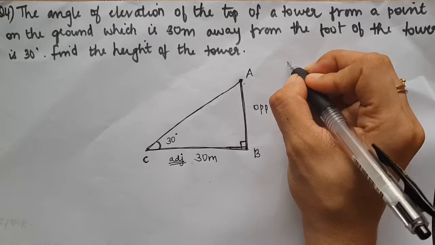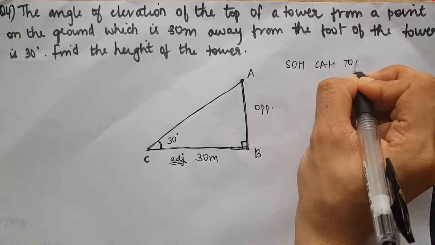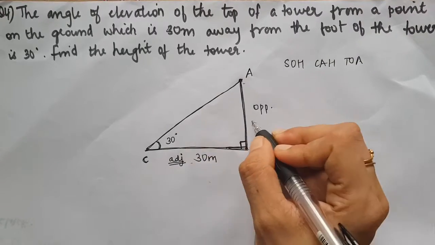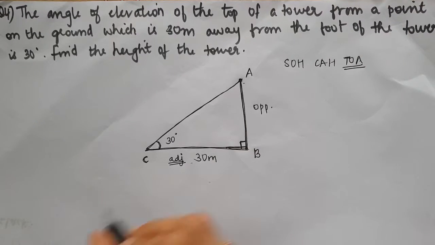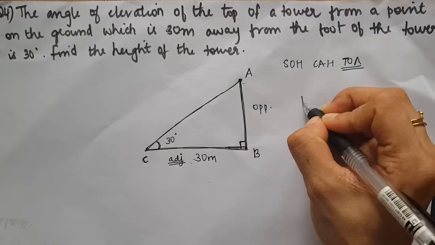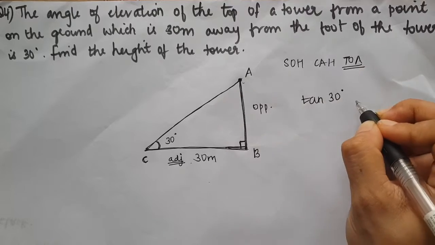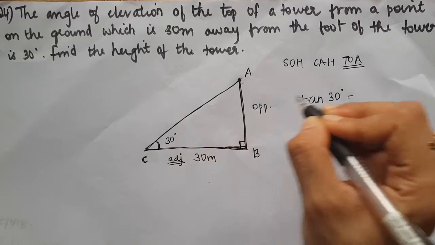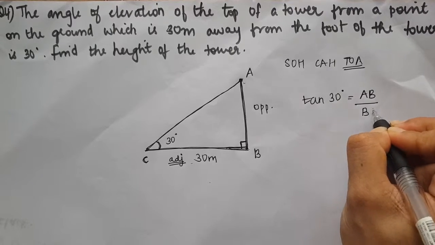So which is the ratio we'll be using? Is it sine, cos, or tan? We have adjacent, we have to find opposite. So we'll be using tan. Tan is opposite by adjacent. So tan 30 degree is equal to opposite, that is AB by BC.